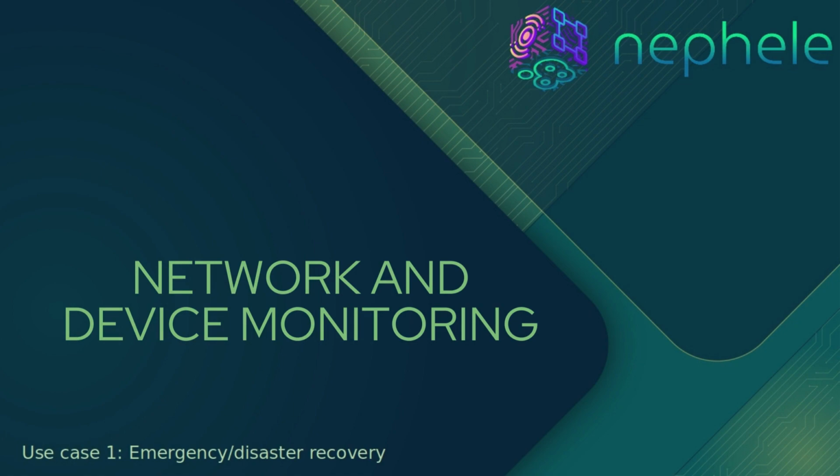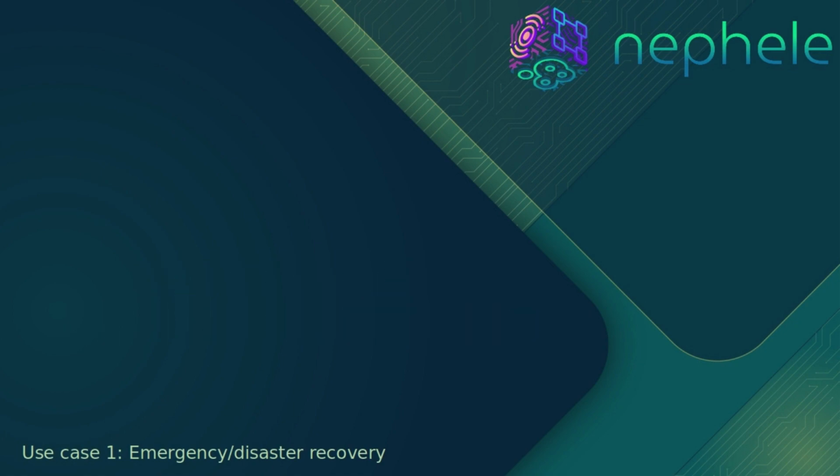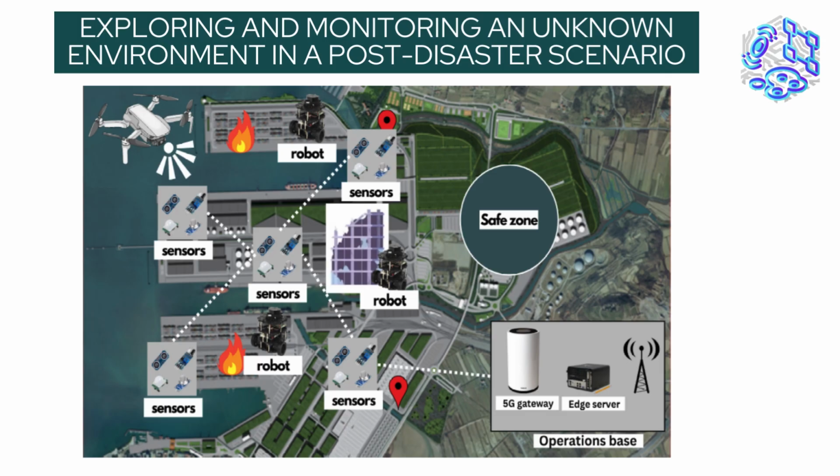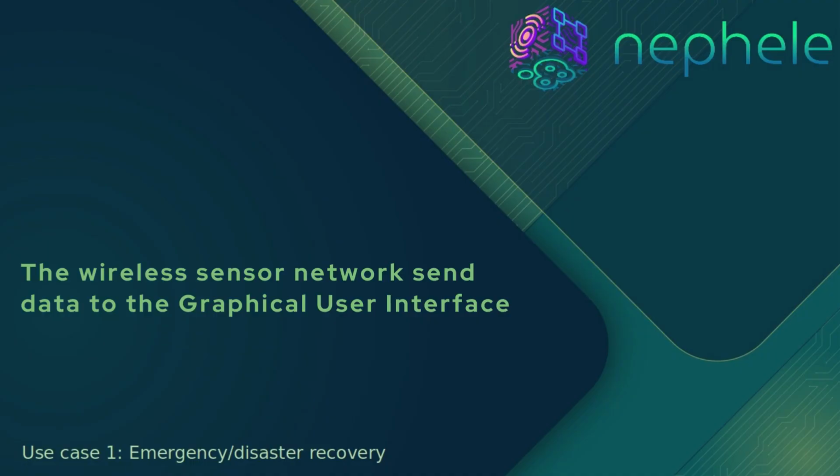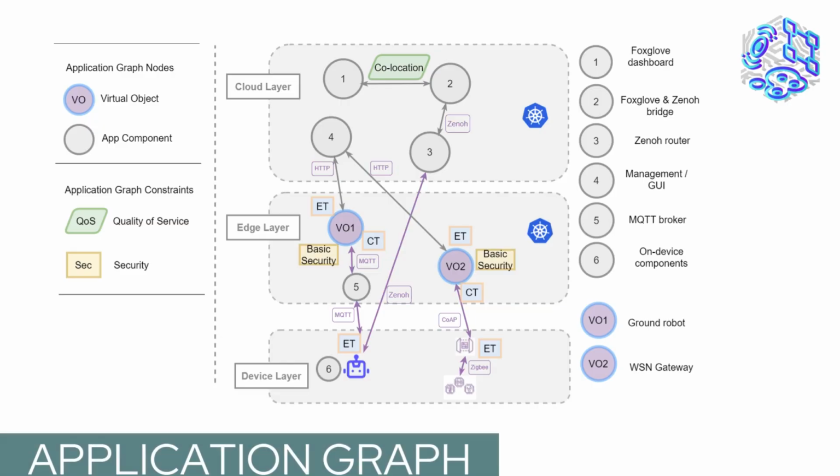Now we move to the network and device monitoring application. The wireless sensor nodes and robots exploring the region are continuously monitored to prevent risks of device and network disconnection. To this aim, networking and device information are sent to the application components monitoring the network status. In this demo, we suppose that the wireless sensor network is sending data to its gateway. We want to visualize the collected data in the graphical user interface.